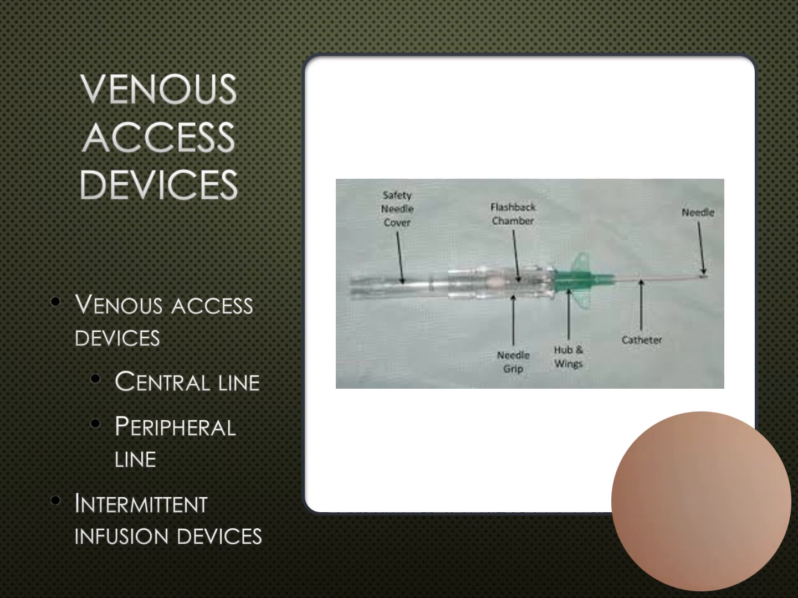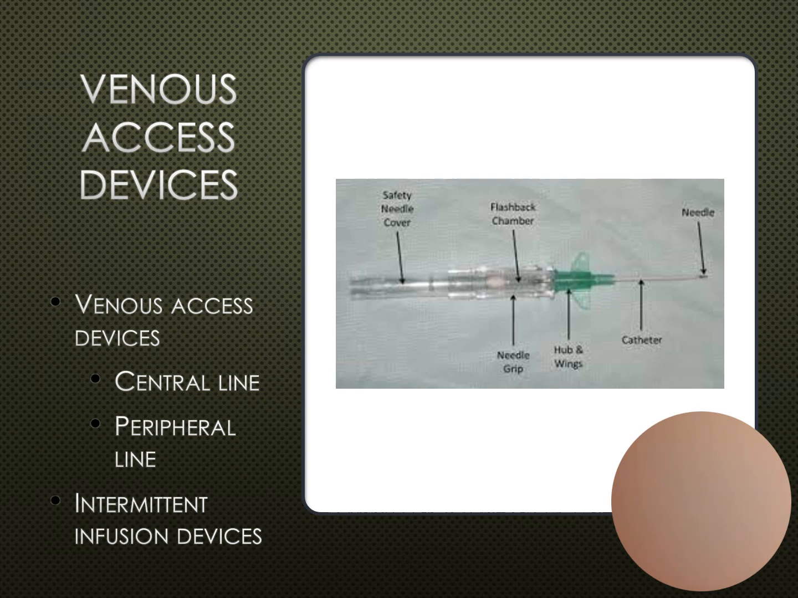So consider your central venous access device for solutions with an osmolarity greater than 900, anti-neoplastic therapy that will be over 3 months in duration, parenteral nutrition, inotropic agents, or high concentrations of potassium, long-term intermittent infusion therapy, pulmonary arterial monitoring, and failed or difficult peripheral access.